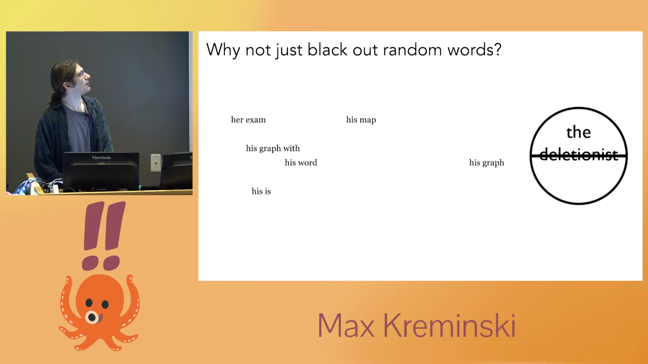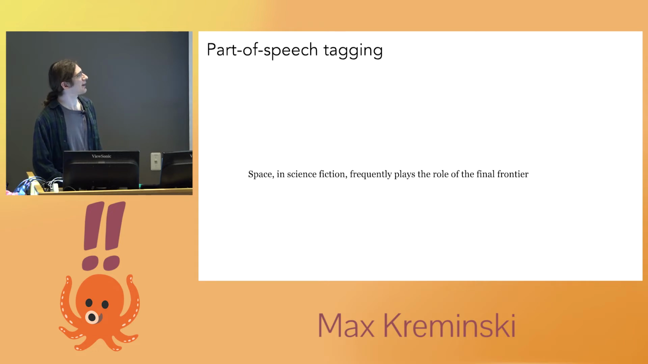So one thing that you could do is just black out random words, which something called the deletionist already exists and does. But you get stuff like this, which is not exactly the sort of structural stuff that I enjoy about the examples I showed you already. So instead, we're going to do something that's more natural language processing heavy.